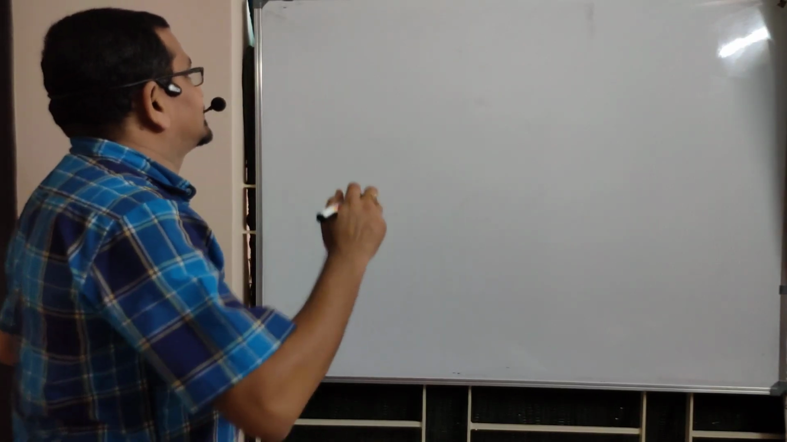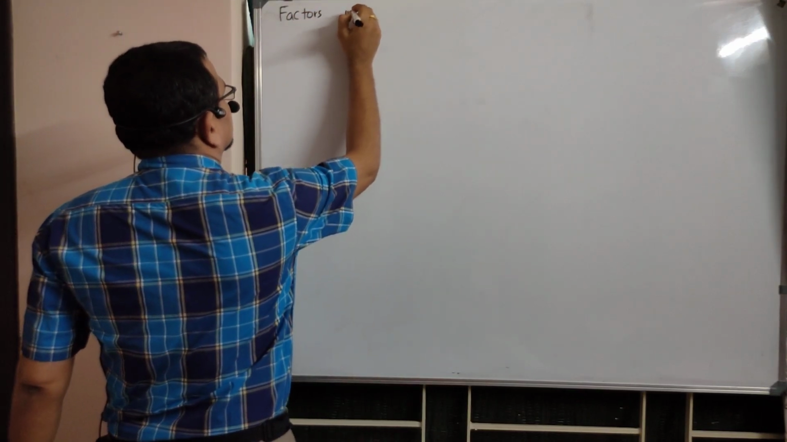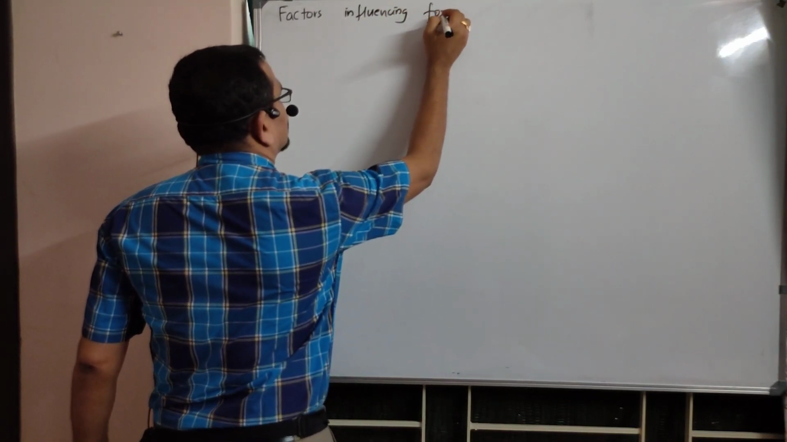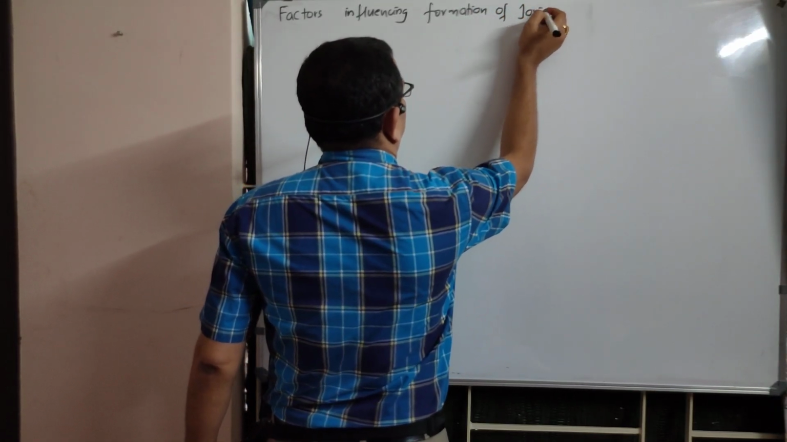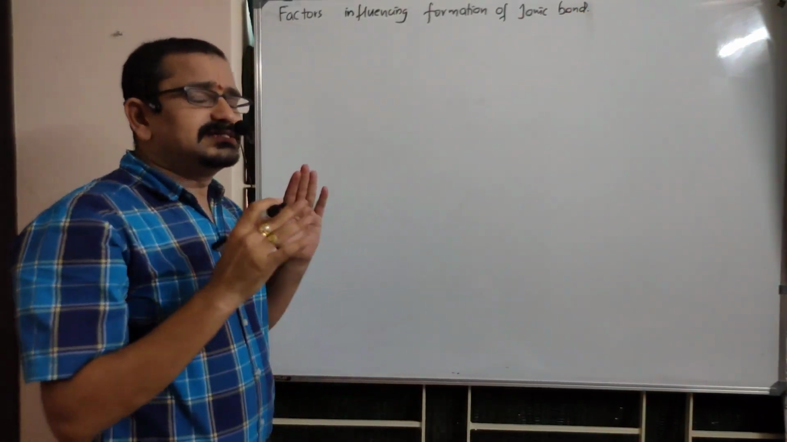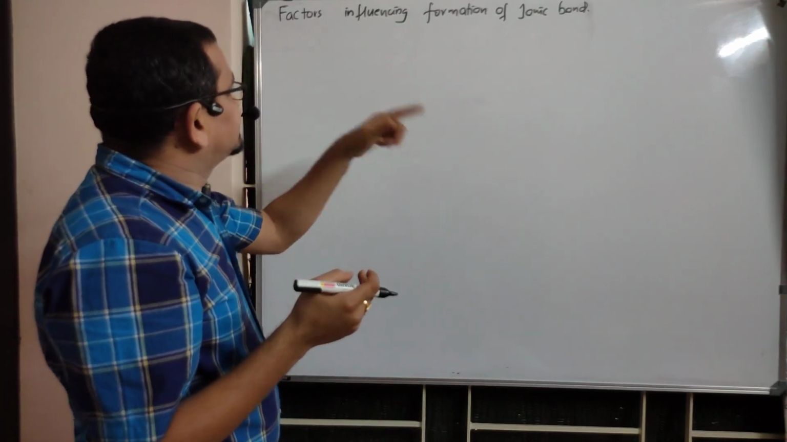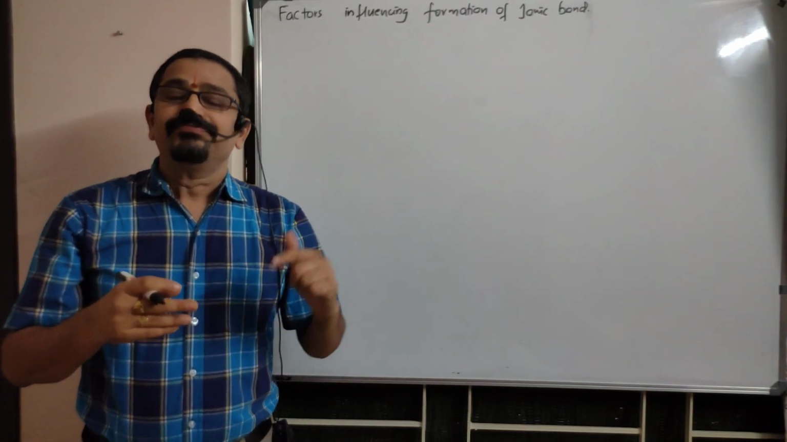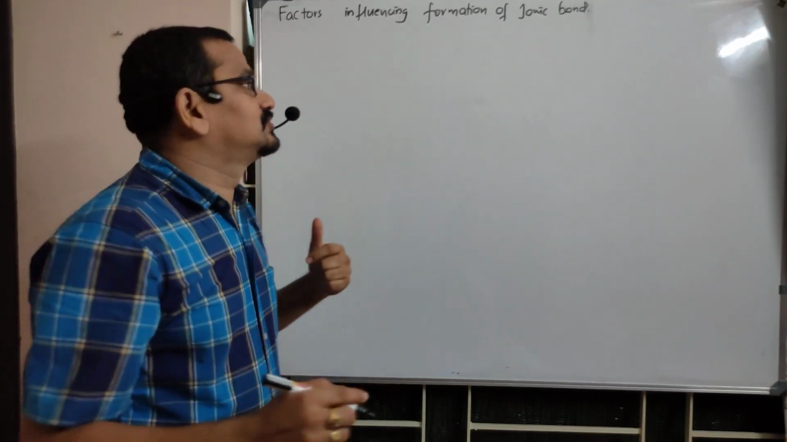Now, let's discuss the factors influencing the formation of ionic bond. Factors that influence the formation of ionic bond. Ionic bond is possible between cation and anion, right? So, for discussing the factors influencing ionic bond formation, we have to discuss in detail the factors that influence the formation of cation as well as anion. So, it is of two categories.